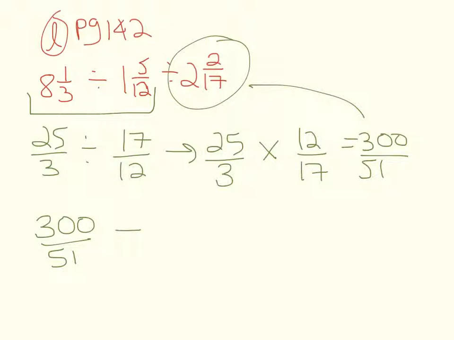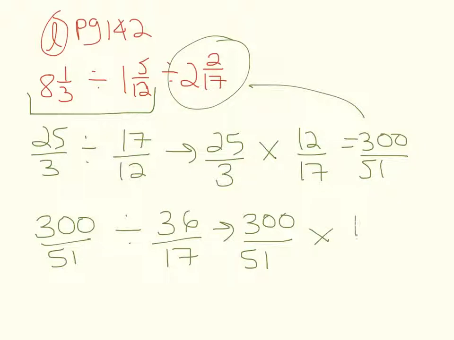And it is divided by, and I'm going to change that 2 and 2/17 into its improper form. So 2 multiplied by 17 gives us 34. Adding 2 to it gives us 36, and that denominator still stays the same. Remember, we do not divide a fraction by a fraction. What we actually do is we multiply the first fraction by the second fraction's inverse. So we actually will end up having 300 over 51 multiplied by 17 over 36.